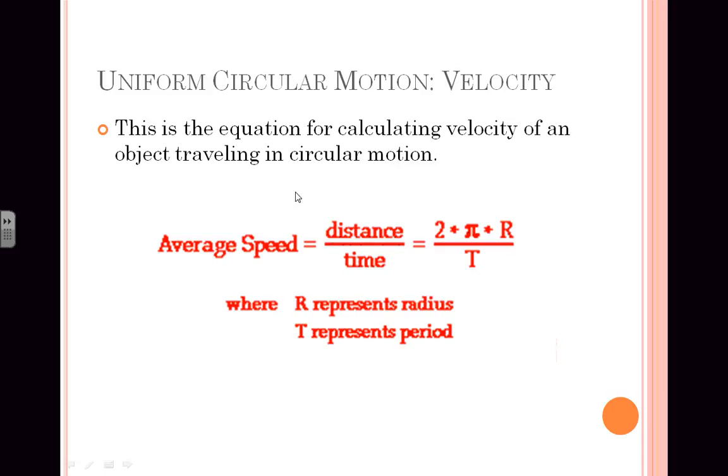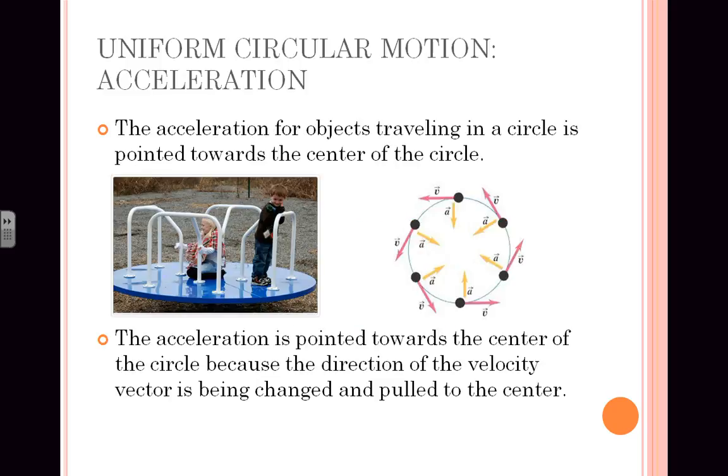All right, so the equation for calculating velocity of an object traveling in circular motion is right here. You have the average speed is equal to distance divided by time, and that's shown here by 2 times pi times r, because that's the circumference of a circle. And we would divide that by the period, which is the time it takes to make one complete revolution around the circle.